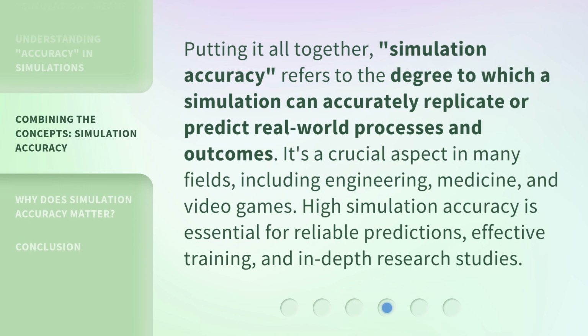Putting it all together, simulation accuracy refers to the degree to which a simulation can accurately replicate or predict real-world processes and outcomes. It's a crucial aspect in many fields, including engineering, medicine, and video games. High simulation accuracy is essential for reliable predictions, effective training, and in-depth research studies.